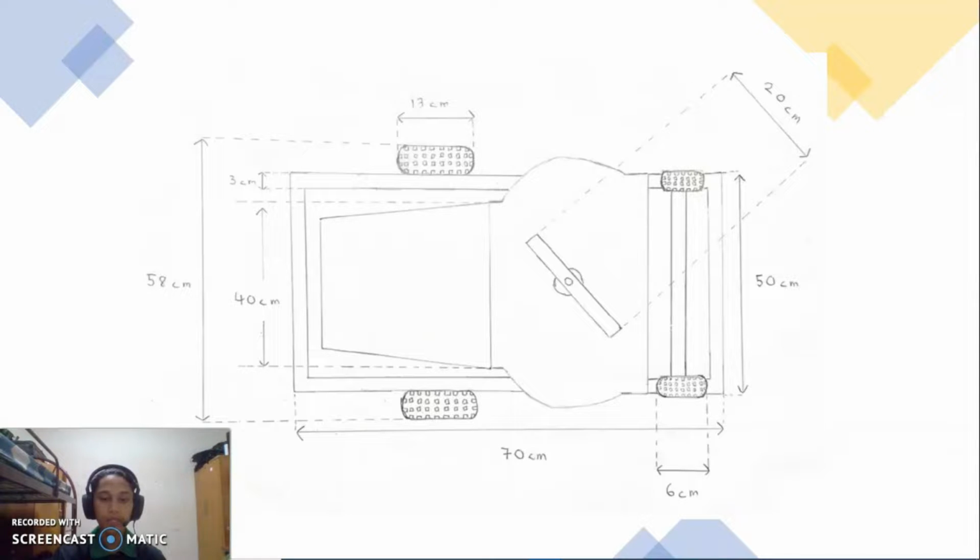The grass dumper width is 40 cm, which is the same as the back of the blade cover. We can also see the installation of the blade to the blade cover, where we use a bolt to fasten it in the middle. The length of the blade is 20 cm. That's all from me. Thank you.